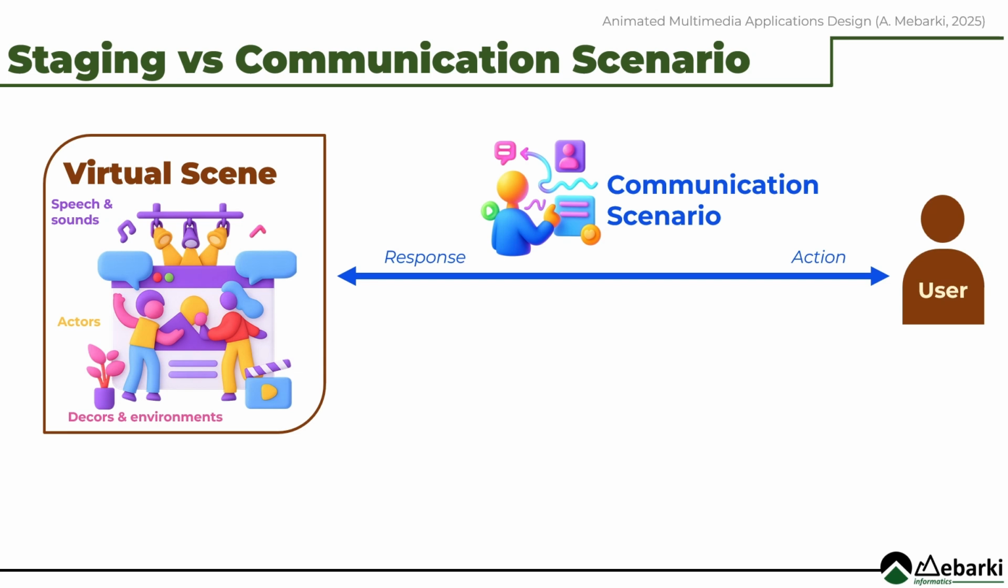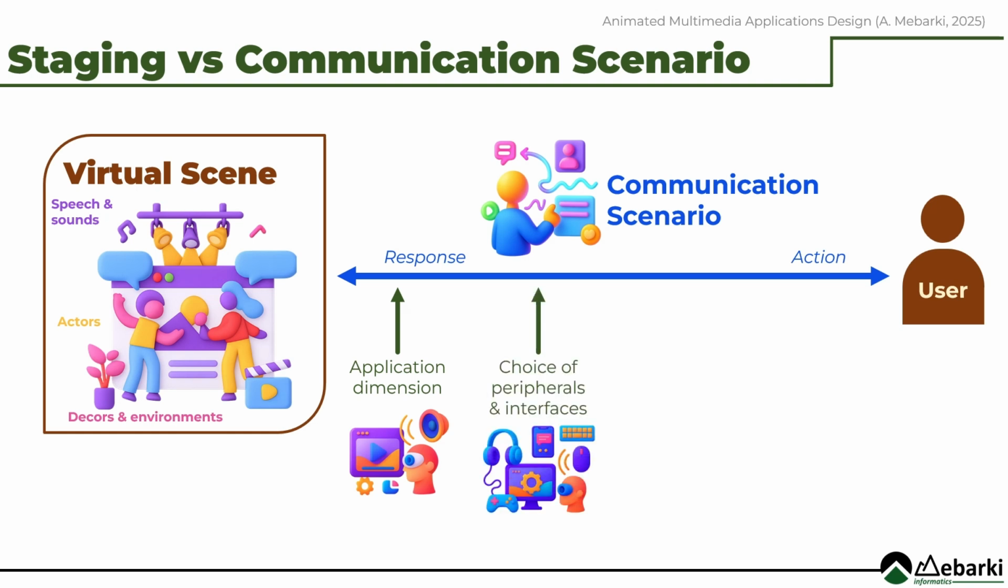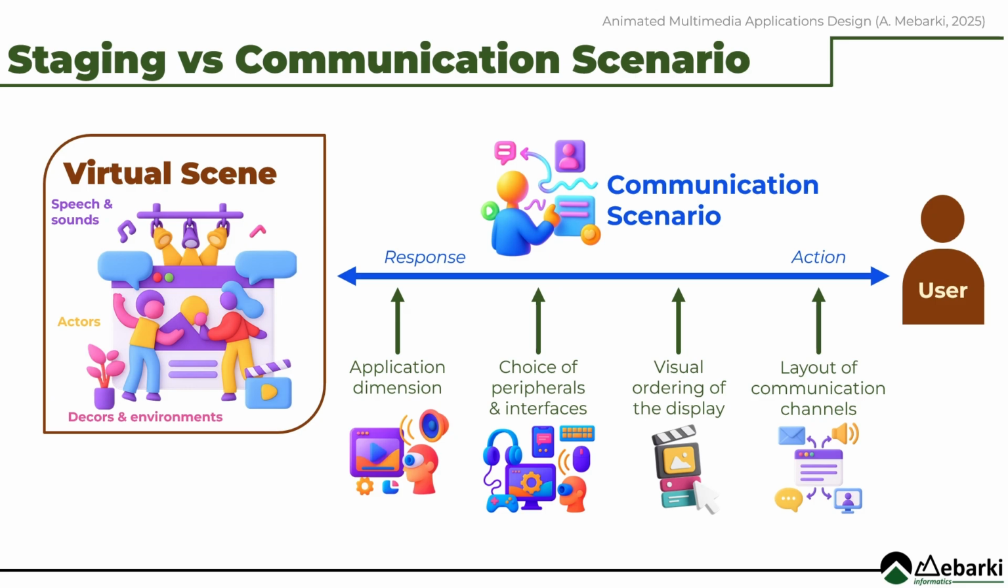It defines how the system perceives user inputs, interprets them, and responds through appropriate outputs across various communication channels. This scenario answers the question, how does the user act on the system, and how does the system react in return? The communication scenario defines the following elements: the application's dimension, whether audio-visual or haptic, the selection of devices and interfaces required to support that dimension, the organization of visual rendering to accompany actions and reactions, the arrangement of communication channels within each dimension.